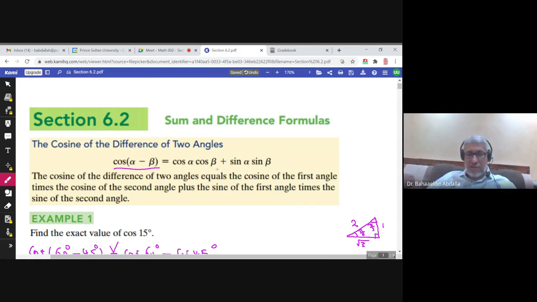That's the correct formula. If you have cosine alpha minus beta, it is equal to cosine alpha, the first angle, times cosine beta, the second angle, cosine times cosine, and then you change the minus to plus, and then you have sine alpha sine beta. So cosine cosine plus sine sine. That's cosine alpha minus beta.